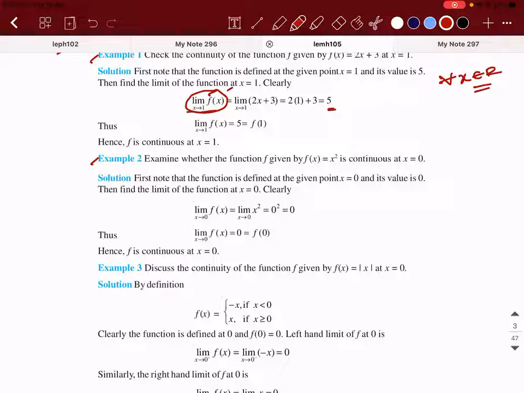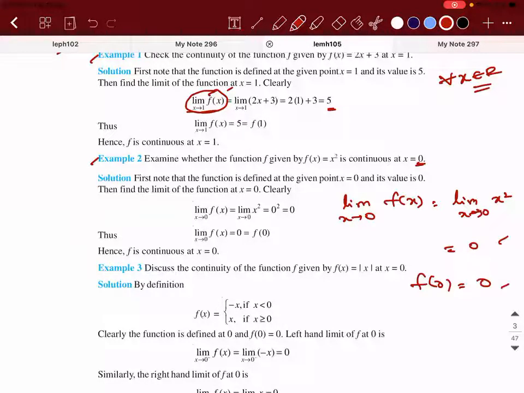Limit x tends to, no need of left limit and right limit, guys. Don't do that. Not needed. Limit x tends to 0, that is the value of c, f of x. So do it separately. What is f of x, guys? x square. Substitute the limit, it will be 0. What is f of 0? 0. So since the limit value is equal to the function value, you can say that the given function is continuous.